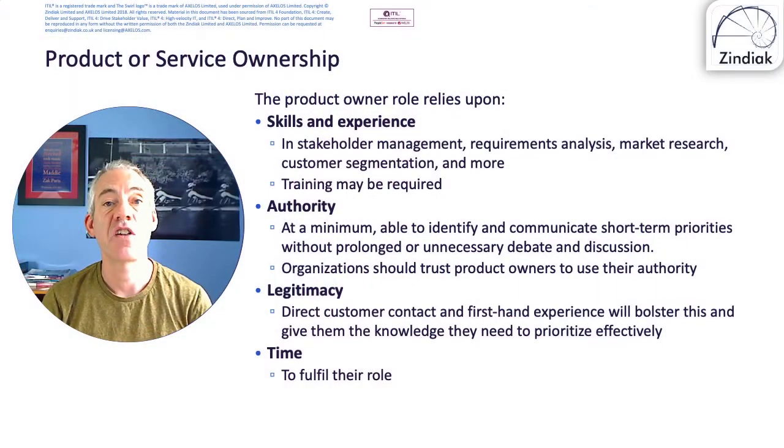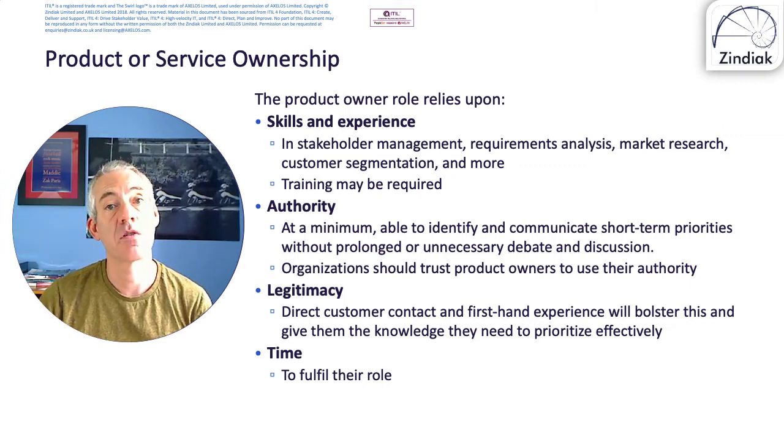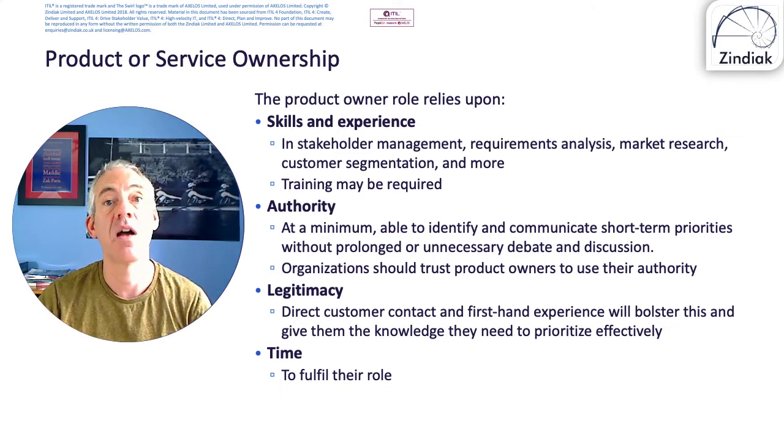Product or service ownership. So the product owner role, which, for those of you who come from an agile background, you'll be very familiar with. It comes certainly from Scrum. It's defined in Scrum. It's one of the three Scrum roles along with Scrum Master and Developer. The product owner is the person who is both responsible and has authority for the products in the organisation.